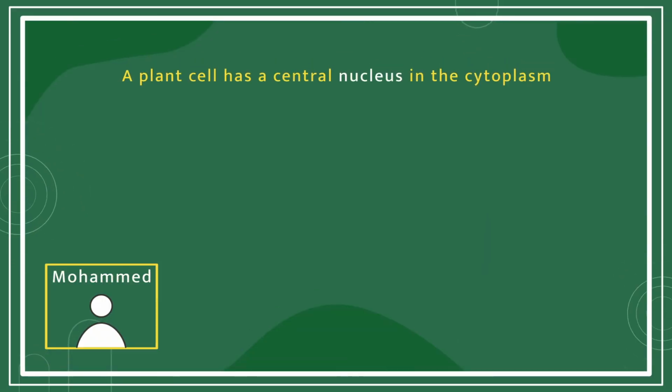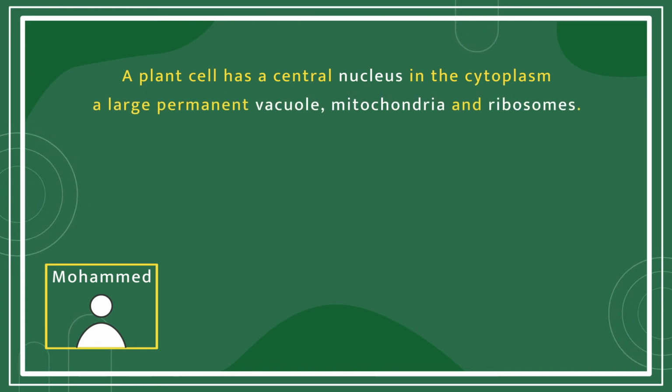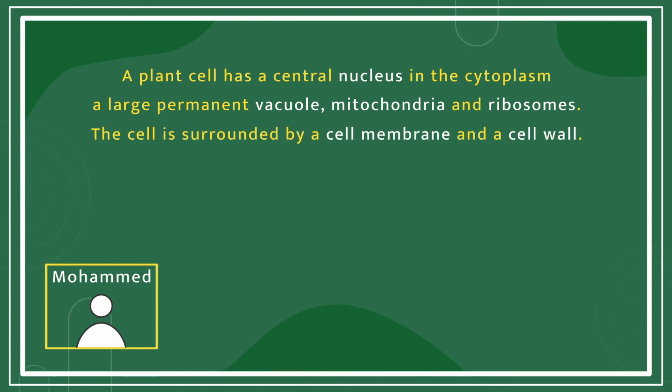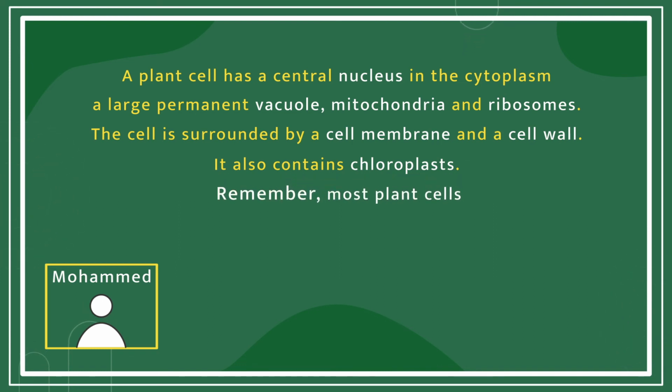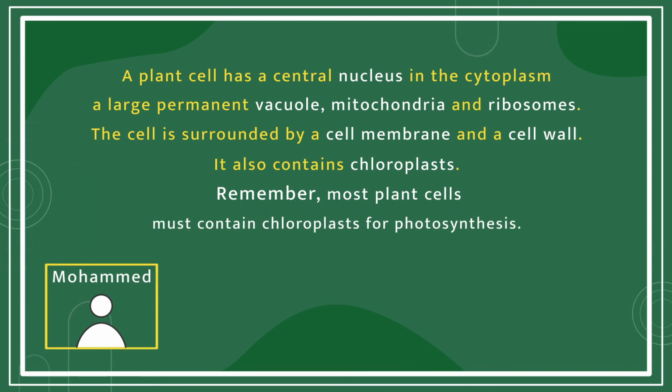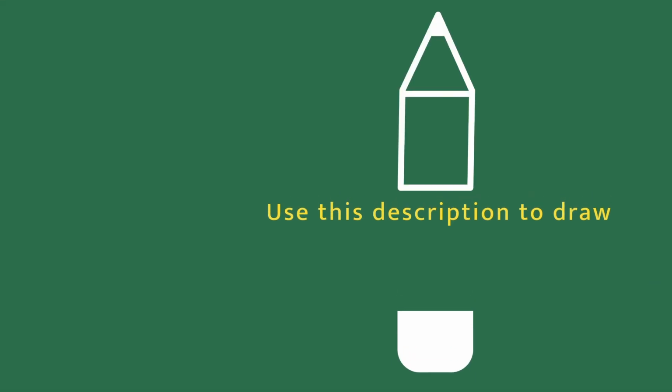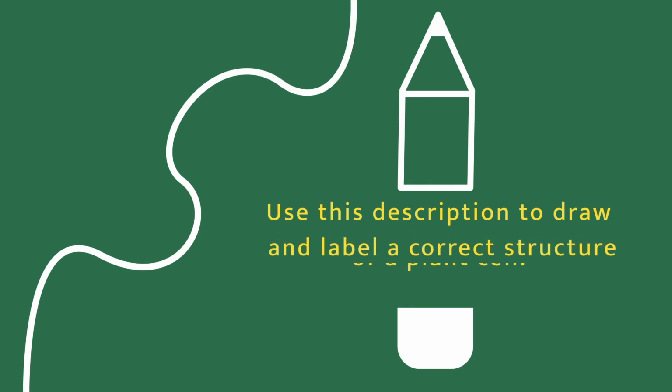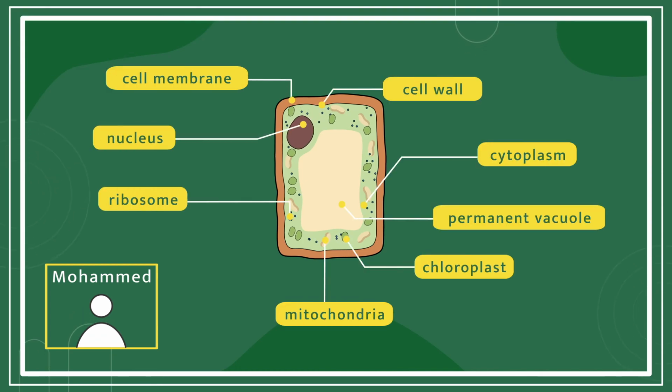Let's have a look at a correct description. A plant cell has a central nucleus in the cytoplasm, a large permanent vacuole, mitochondria and ribosomes. The cell is surrounded by a cell membrane and a cell wall. It also contains chloroplasts. Remember, most plant cells, and I'm thinking all of the ones apart from a root cell, need to contain chloroplasts because they need to photosynthesize. Use this description to draw and label the correct structure of a plant cell. Your plant cell should look something like this.